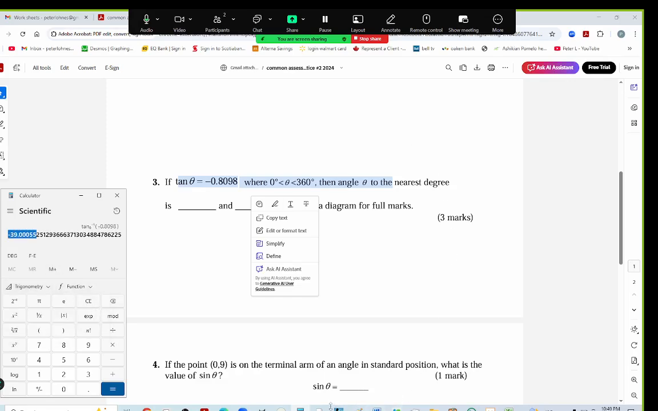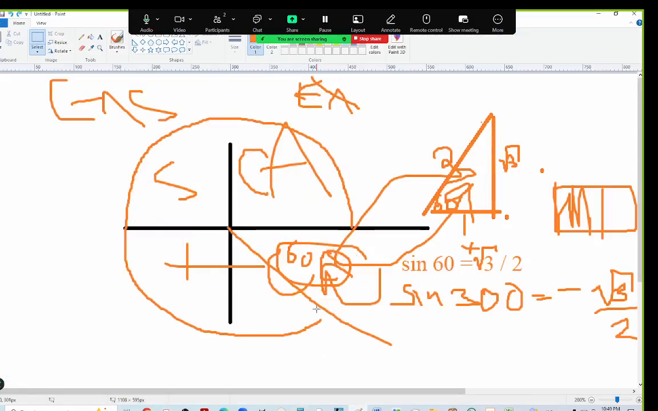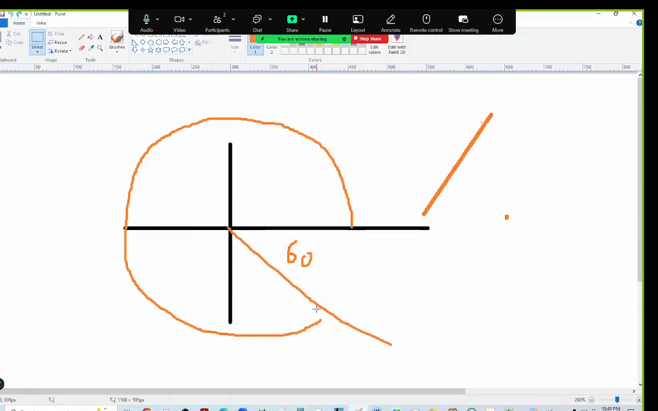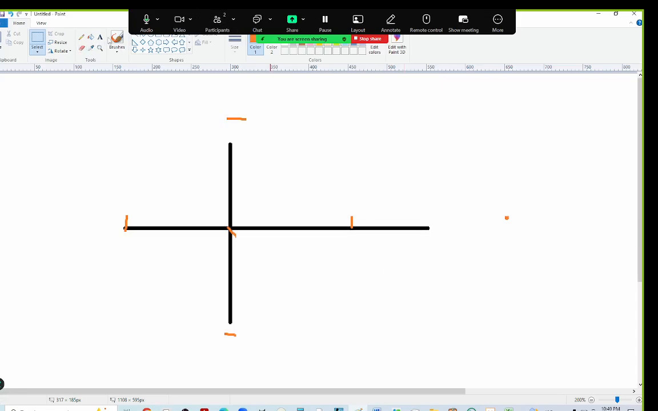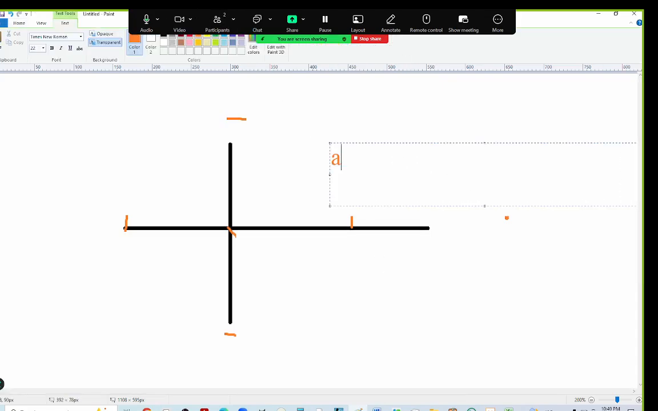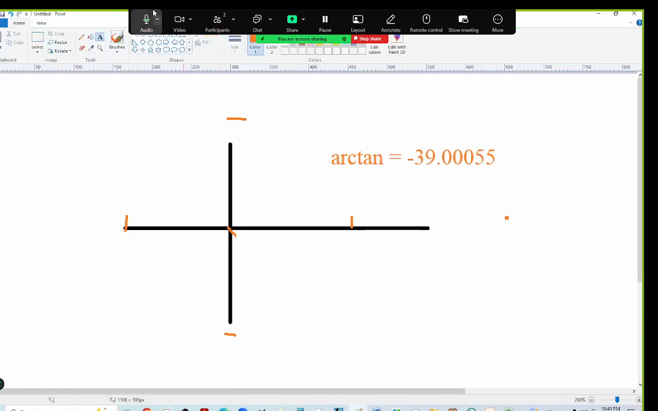Now, if I do trig, do second tan, it does something interesting. It says it's this angle here. It punched out when I did my calculator and I did arctan. It punched out minus 39 degrees. Where is that? Where's minus 39?